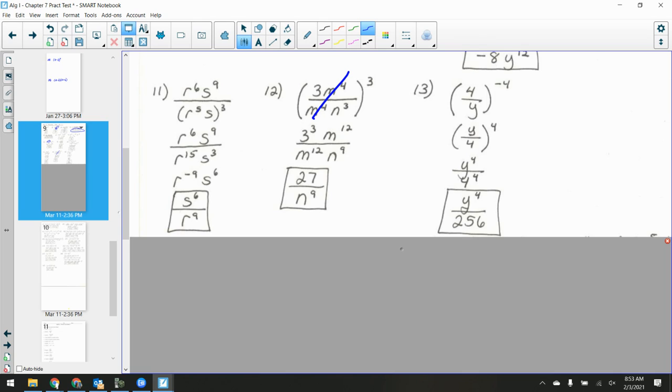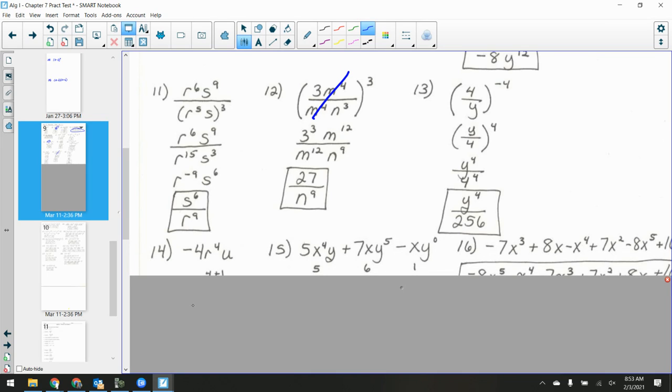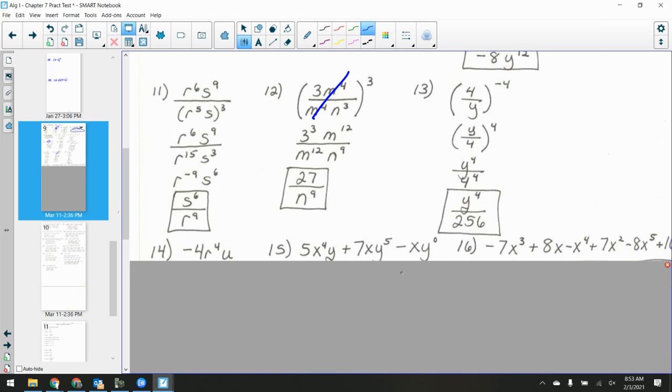Okay, number 14. Now we jump into the next part of the chapter. Hayden, what did you get for 14? What's the degree there? 4. Remember, if it's a monomial, you're going to add up all the powers. So it's not 4, it's what? 5. Yeah, the degree is 5 for number 14.